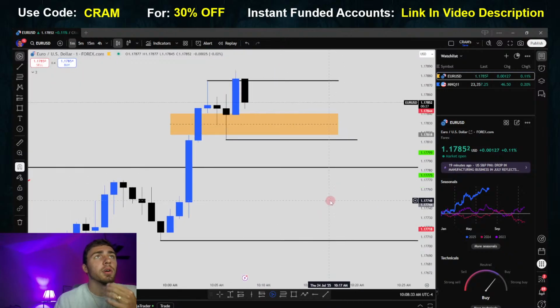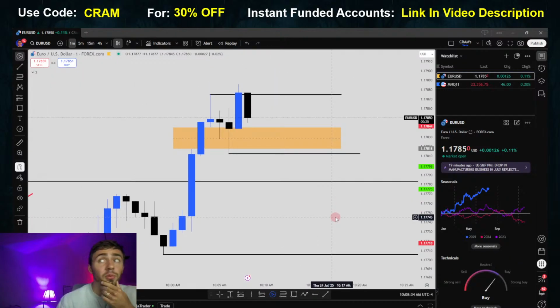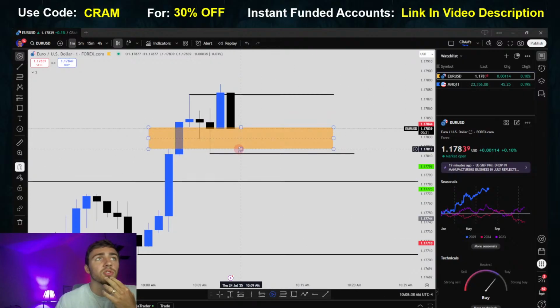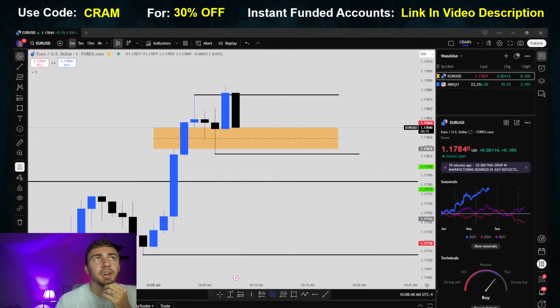All right, so we could have potential two setups at once. One being this inversion and market structure shift at the same time. So we'll see. We'll be ready. It could give the inversion and the market structure shift at the same time today, which would be nuts.